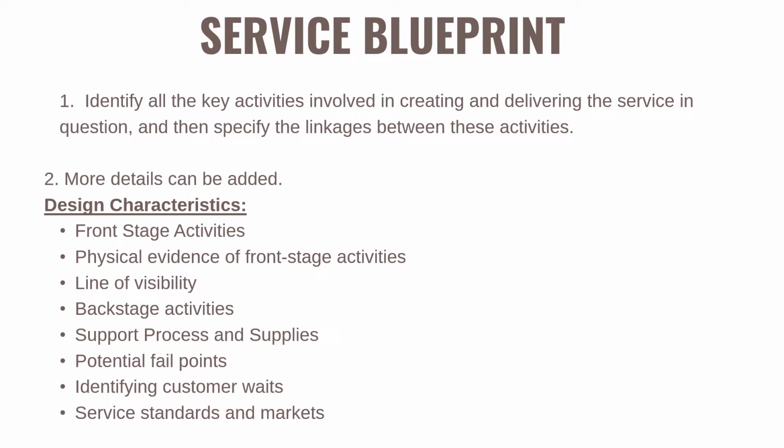Typical service blueprints have the following design characteristics that help to see how a blueprint should be developed. And these are front stage activities, physical evidence of front stage activities, line of visibility, backstage activities, support process and supplies, potential fail points, identifying customer waits, and service standards and targets.